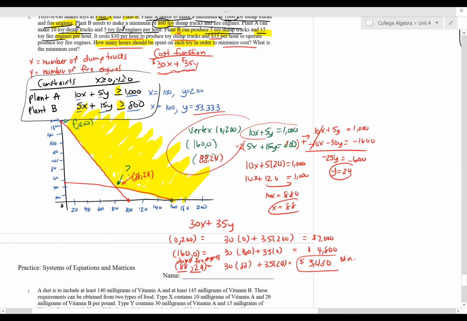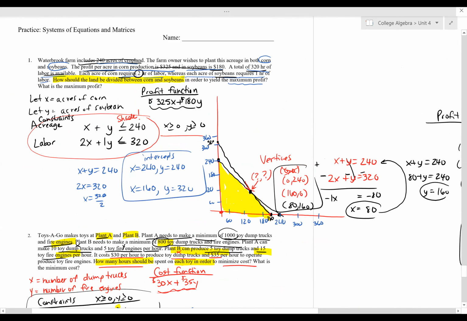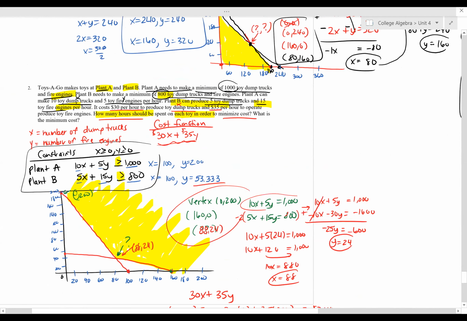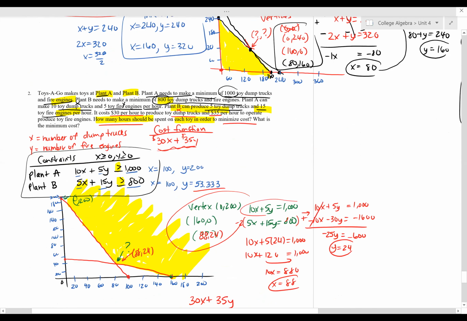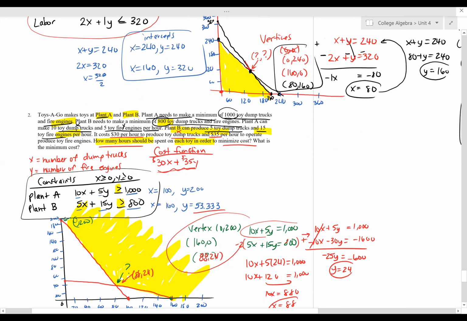But if you look at these two, one of them was a maximum profit, and here we have a minimum cost. It's all based on those inequalities, like which direction you're shading and how it's going to end up being set up. You could see that with these linear programming questions, usually that point of intersection is the one that generates either the maximum or the minimum that we're looking for.